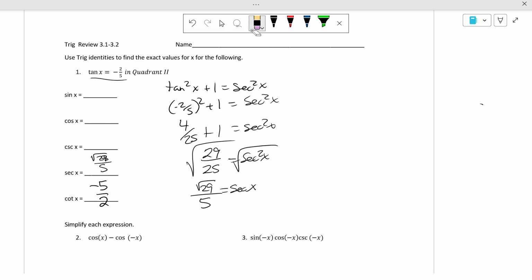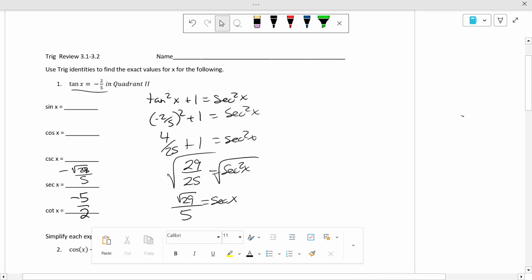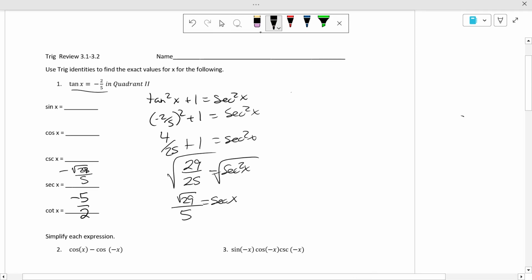So square root of 29 over 5. Are we going to be positive or negative? It's going to be negative. Why? Because we're in quadrant 2 and cosine and secant are negative there. So talking about cosine, we just flip over secant to find cosine. So it's 5 over the square root of 29 equals cosine.